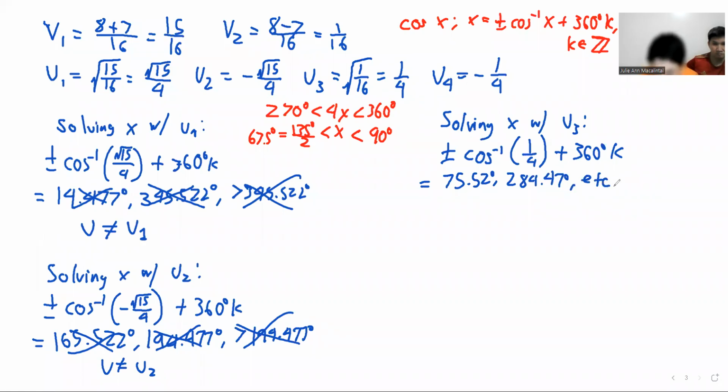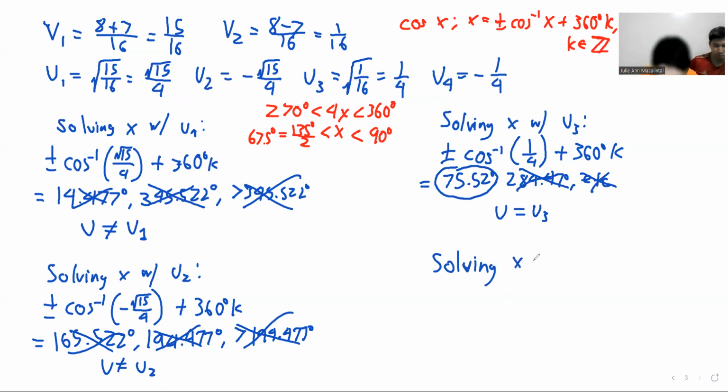Those are greater than 284.47, so we won't accept them. Neither is 284.47 within the acceptable range. But we have a contender here, this 75.52 degrees. It apparently seems that it's in the range. So we will look into U sub 3 because it works. In fact, U equals U sub 3, but we still have to check U sub 4. Maybe U has two solutions. We don't know.